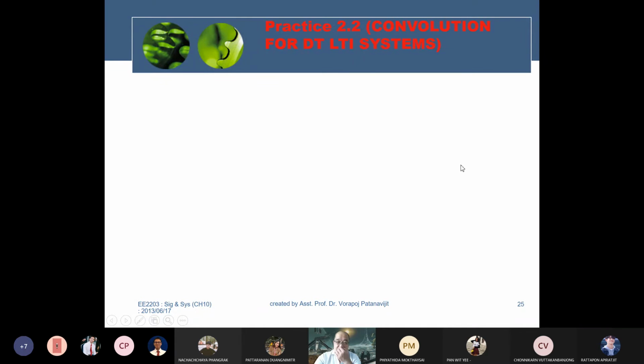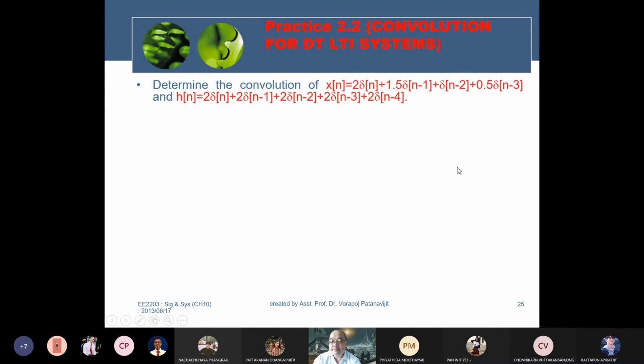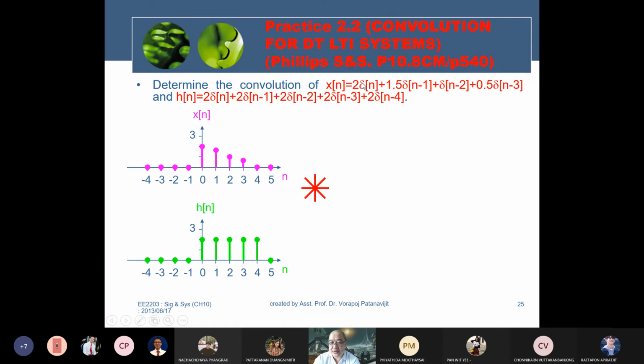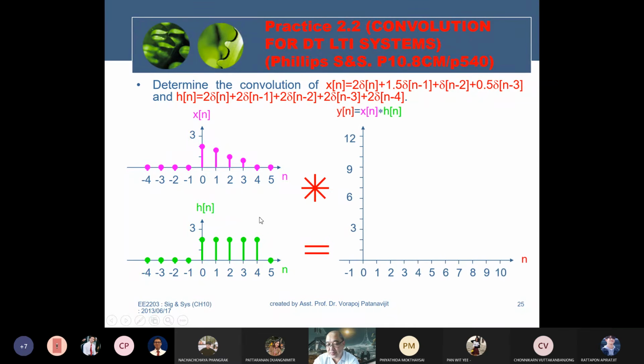Next, the second exercise is here. We plot them first. It's 2, 1.5, 1, and 0.5. This case is the same; h[n] is the same as the previous one.